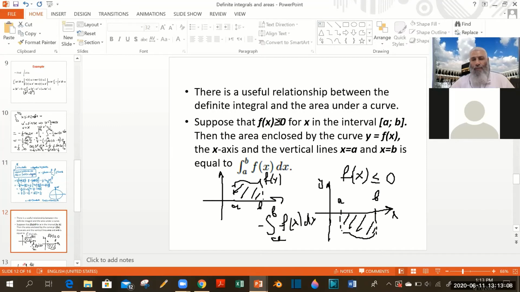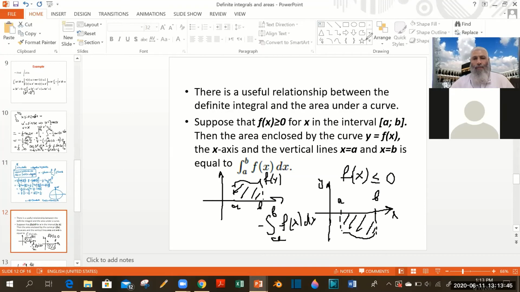Now, there is a useful relationship between the definite integral and the area under a curve. Suppose that f of x is greater than or equal to 0 for x in the interval a to b. Then the area enclosed by the curve y equals f of x, the x-axis and the vertical lines x equals a and x equals b is equal to the definite integration from a to b of f of x dx. This means what?